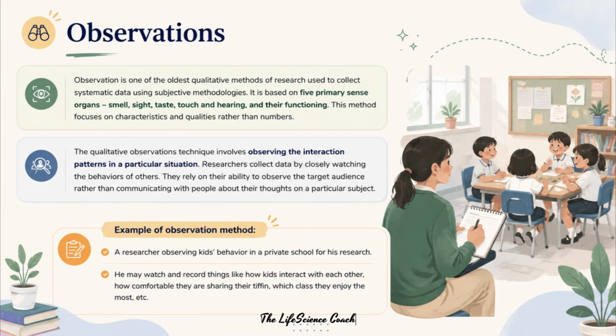For example, a researcher studying children's behavior in a school may observe how students interact with each other, how they share food, which activities they enjoy the most, or how they behave inside and outside the classroom. By carefully recording these observations, researchers can gain deeper insights into human behavior and social interactions. In simple words, the observation method helps researchers understand people and situations by watching what they do in real-life environments rather than only relying on what they say.